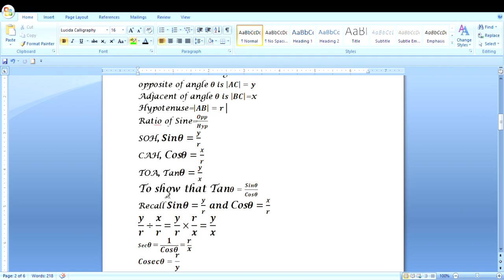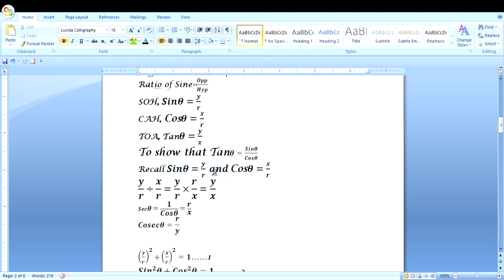Now let's show that tan theta is sine theta over cos theta. We recall that the ratio of sine is Y over R, and that of cos is X over R.